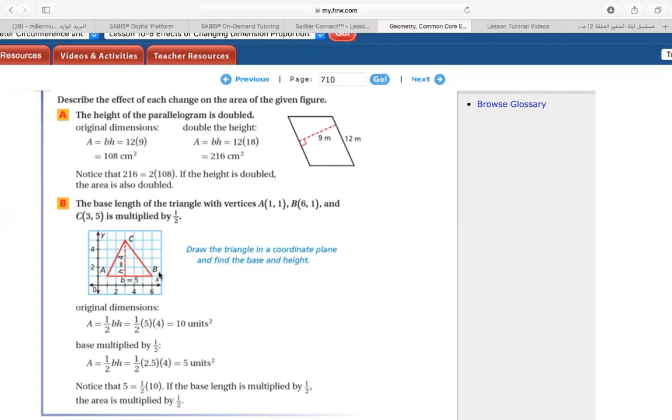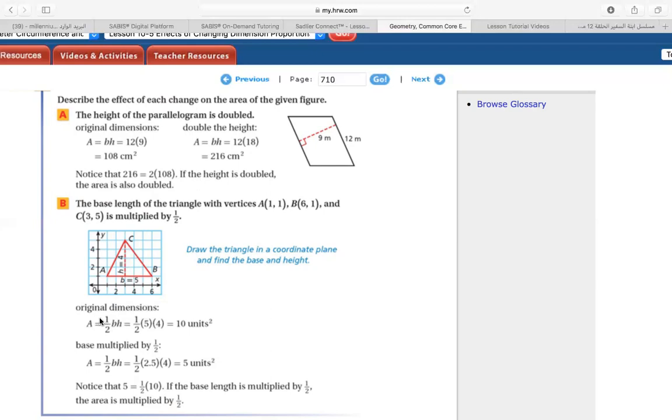Next, how will I get the length of each side? I will get it by counting the units. Here I have complete units, so it is easy to get the length. The length of the base, which is AB, is 1, 2, 3, 4, 5 units. And the length of the height is 1, 2, 3, 4, which is 4 units. So my height is 4 and my base is 5.